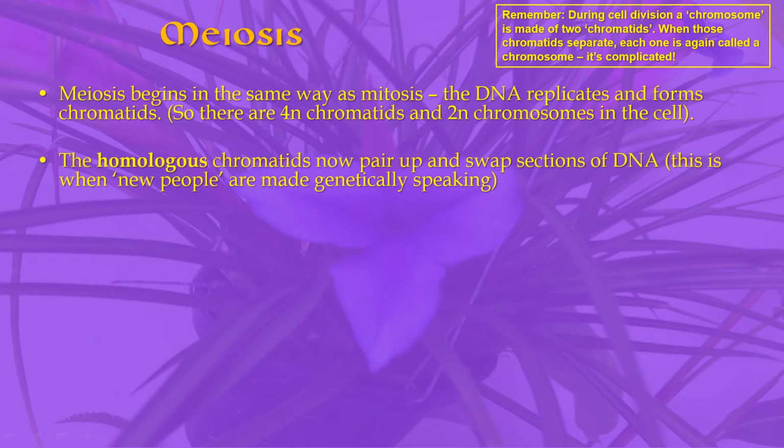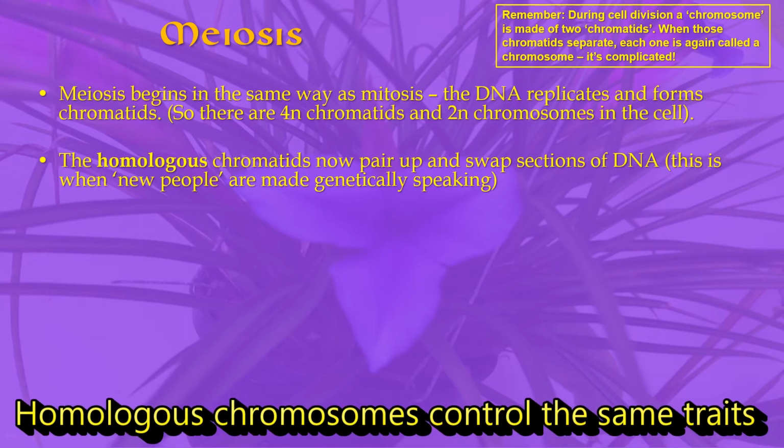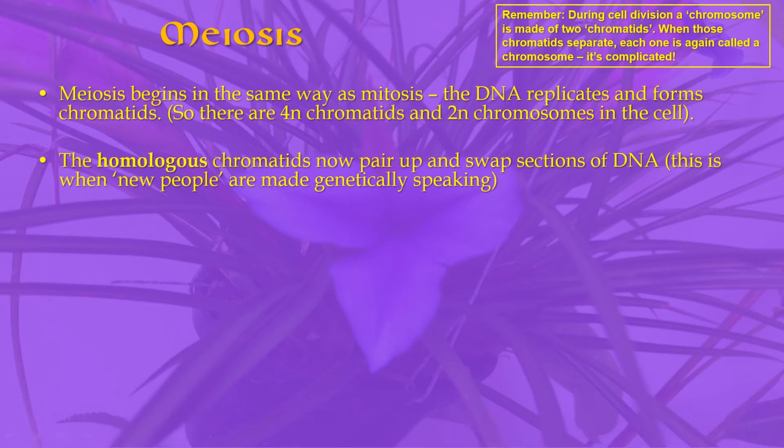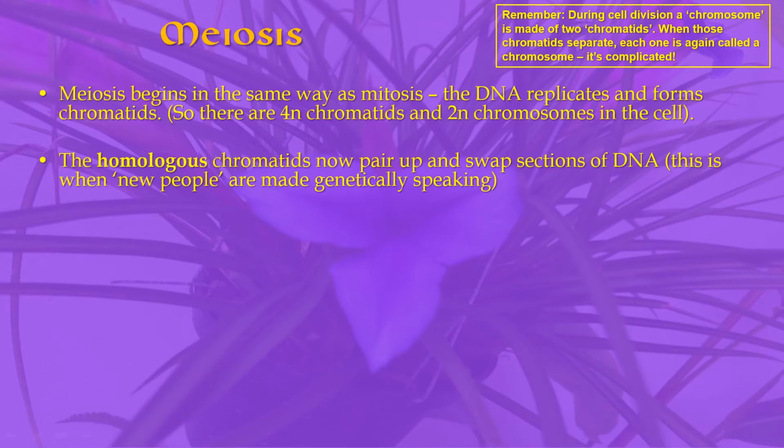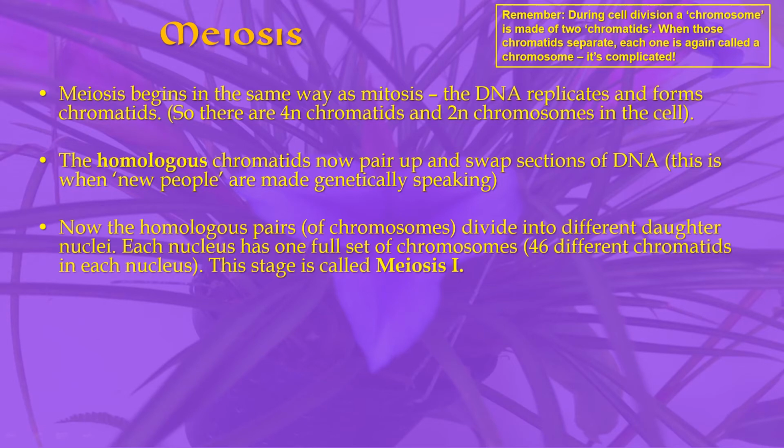After replication, the homologous chromosomes pair up and swap sections of DNA, and this is when the genetic information in your mother was changed to create the egg that would make you, and the genetic information in your father was changed to create the sperm that would make you. After the homologous pairs of chromosomes have swapped or recombined their genetic material, they are divided by cytokinesis into different daughter nuclei. All of the chromatids are now different from each other.